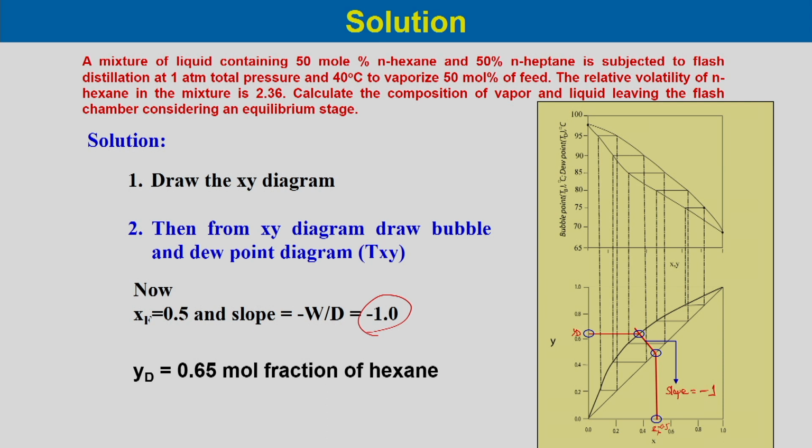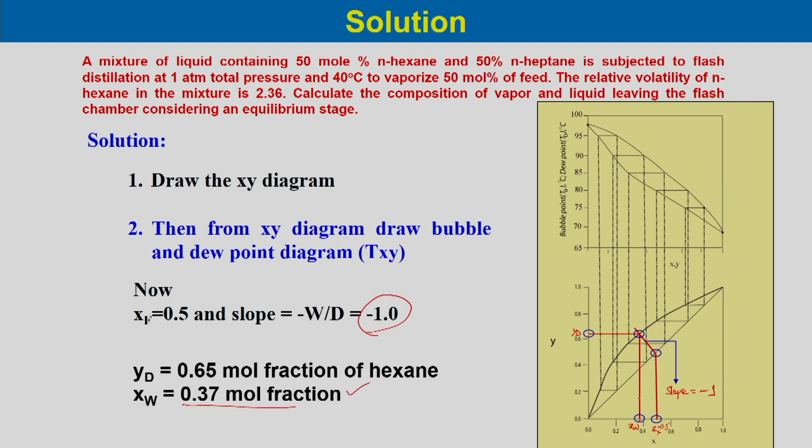Now, what would be the bottom composition of the N-hexane? From this point you just go vertically down to the x axis, and you obtain XW, which is over here. So, you will get XW of about 0.37.